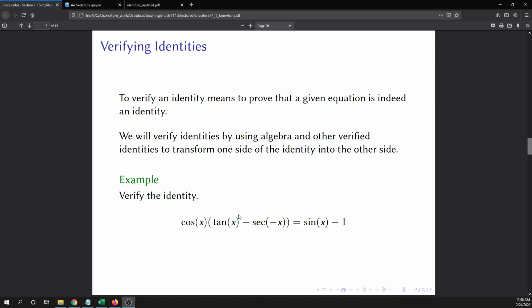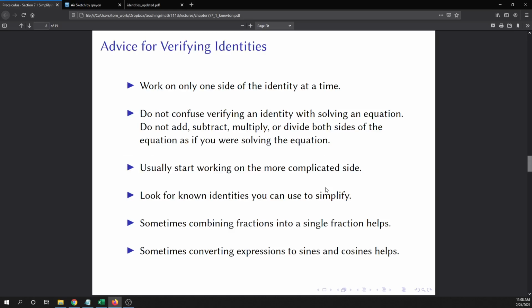So before we get started working on this identity, just some advice for verifying identities. Number one is work on only one side of the identity at a time. On a lot of these, we will just only work on one side of the identity. So we'll pick one side and then work on that side and see if we can boil it down to the other side, okay? It's not like you can't work on both sides. You can, but remember, stick to working only on one side at a time.